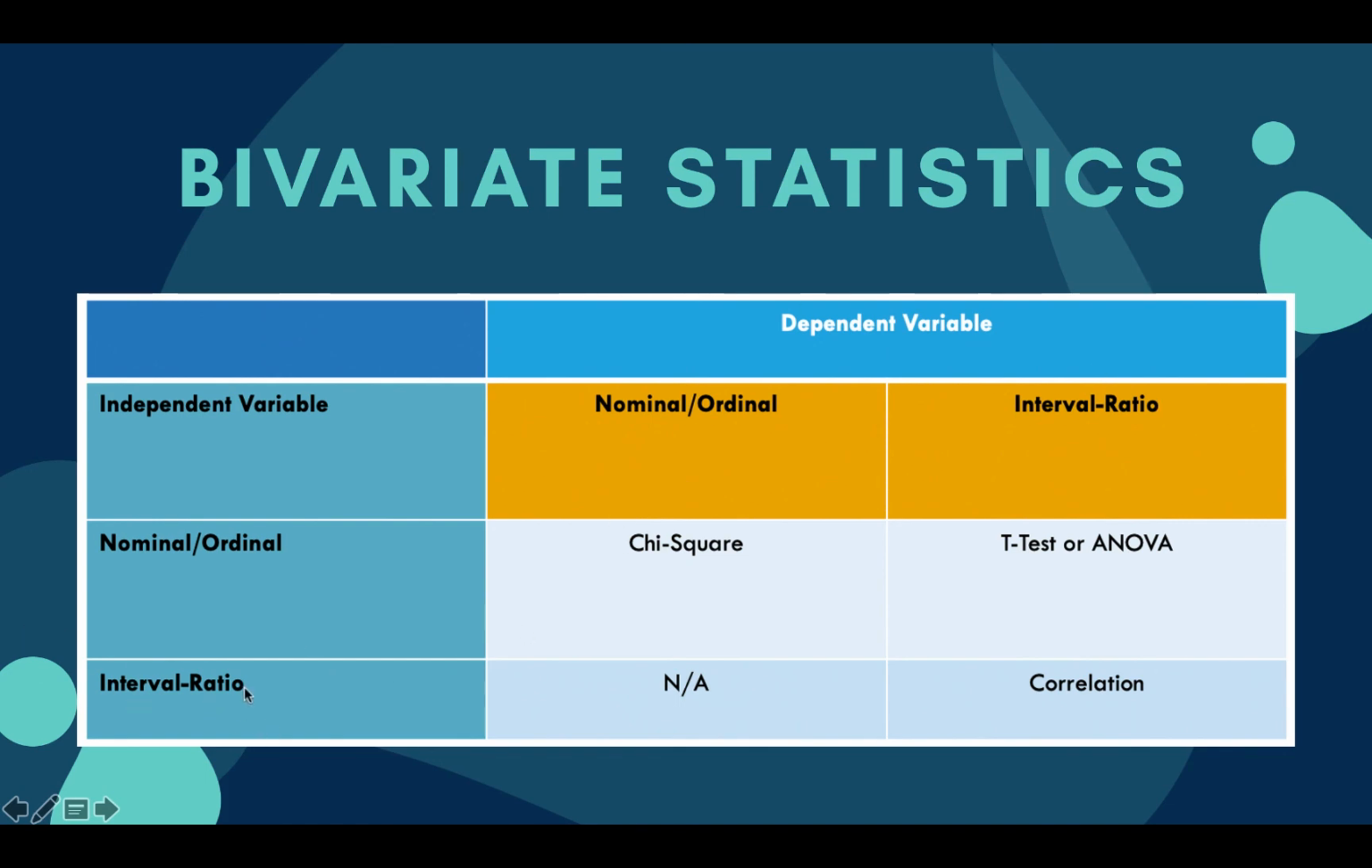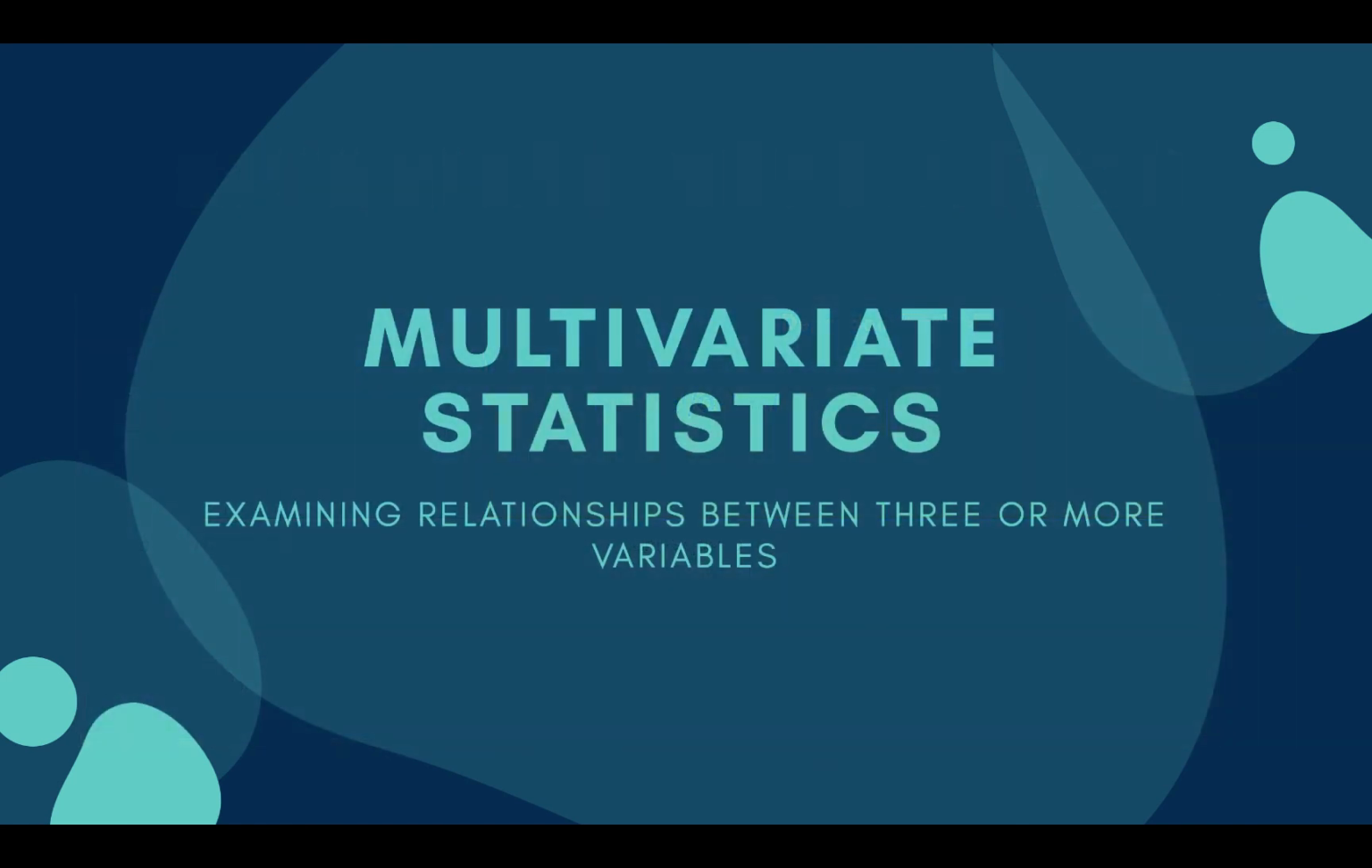Here we have an interval ratio measure that's independent and a nominal ordinal dependent variable. That's not really a test in bivariate statistics. You might even start thinking about logistic regression here, but that's the next phase where we're moving on from bivariate tests to multivariate tests. And then finally, multivariate statistics.